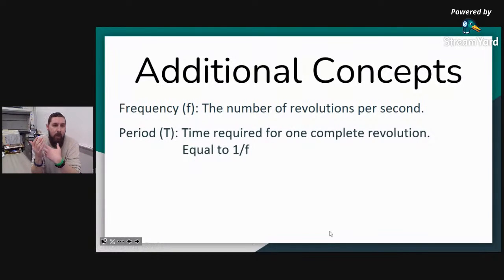Conversely, we have this thing called period, and it's symbolized by a capital T, frequency by a lowercase f. In wavelengths, we do frequency in terms of nu, which is kind of a fancy V, but that's a later video. But period, or T, is the time required for one complete revolution, and we find that it's equal to 1 over frequency. So in the previous example, if my frequency is 1/2, then my period would be 2. In other words, it would take 2 seconds to complete 1 revolution.